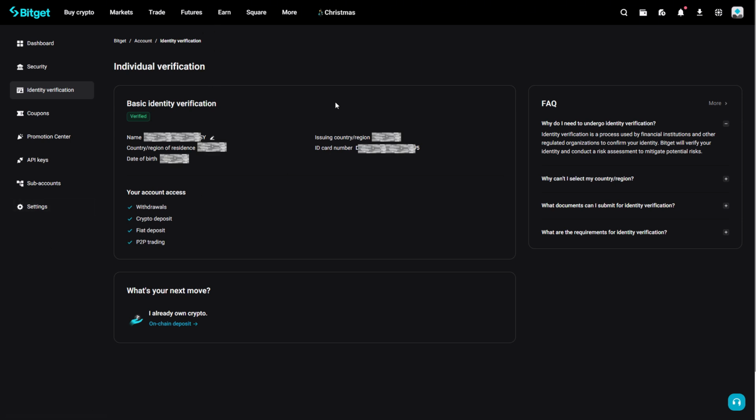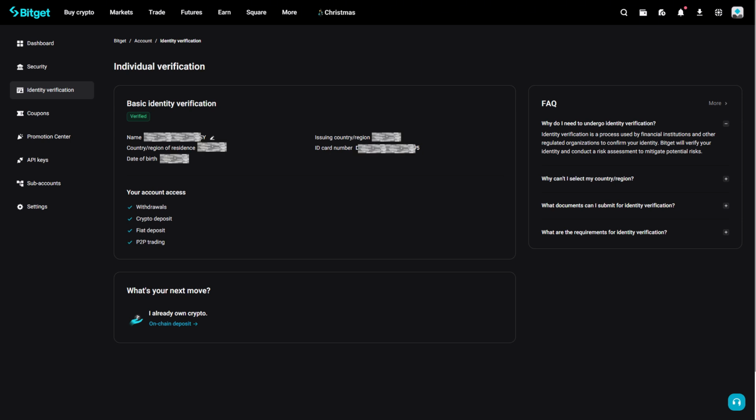All right, now that your account is set up and verified, let us get some funds onto the platform so you can start trading. There are two main ways to get crypto onto Bitget. First is deposit crypto from another wallet or exchange. Second, buy crypto directly with a credit or debit card. Let me show you both methods.